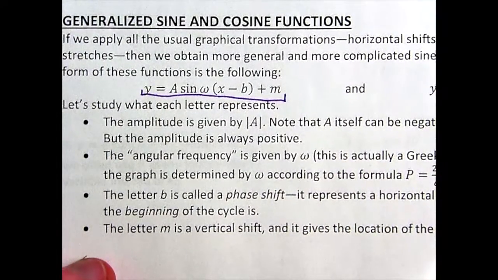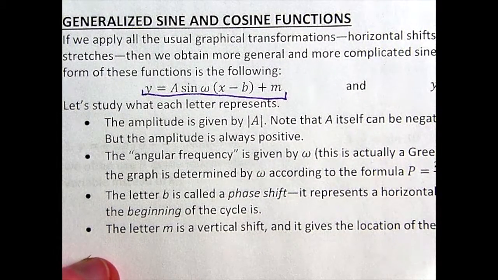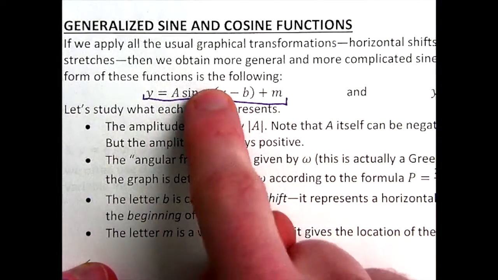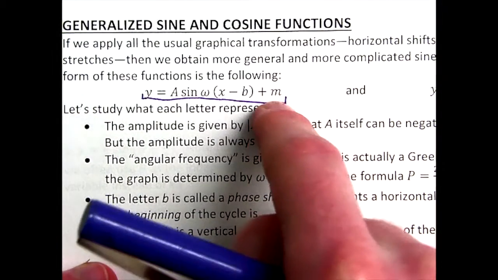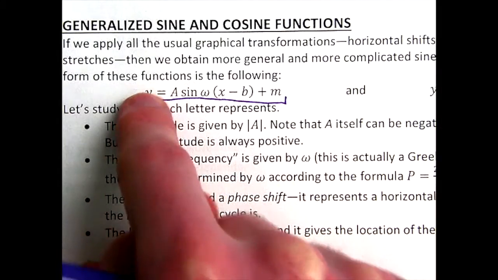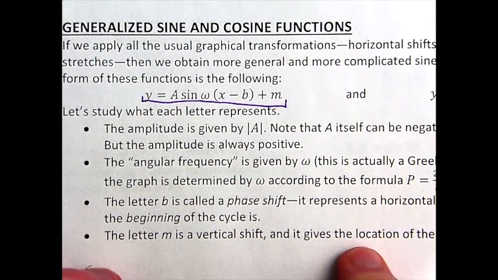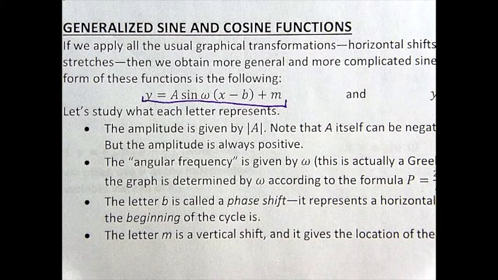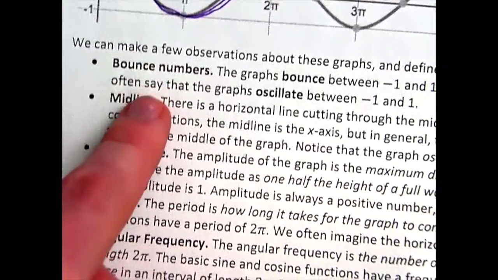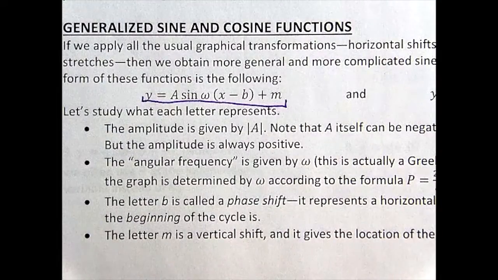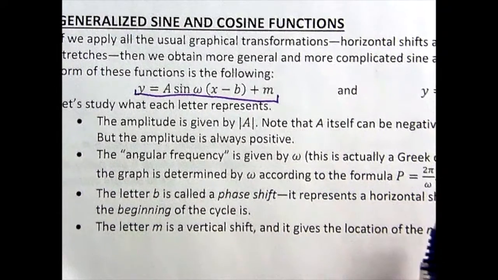What we really need to do is understand how each of these letters, the A, the omega, the B, the M, affects the graph. In particular, we have to understand how changing each of those letters affects all of the things that we just talked about: the bounce numbers, the midline, the amplitude, the period, and all of that other stuff. So it's pretty straightforward.